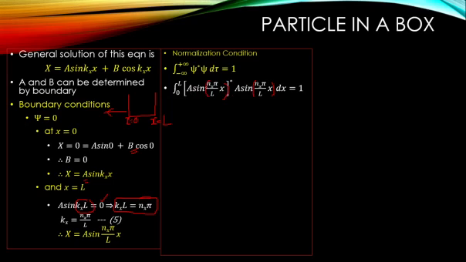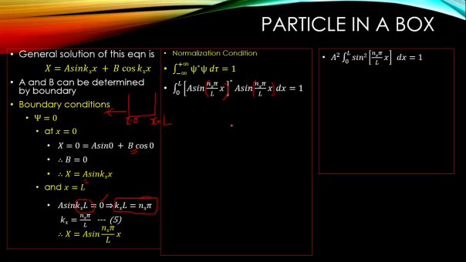Now we can see that A star is A itself, and so we can take out A square. A is a real number, so integral 0 to L, sine star and sine is there, so we have sine square nx pi by L into x dx. Now you can express sine square in terms of cos. What is sine square? Make use of the trigonometric relation: sine square of something is 1 minus cos 2 of that something, divided by 2.